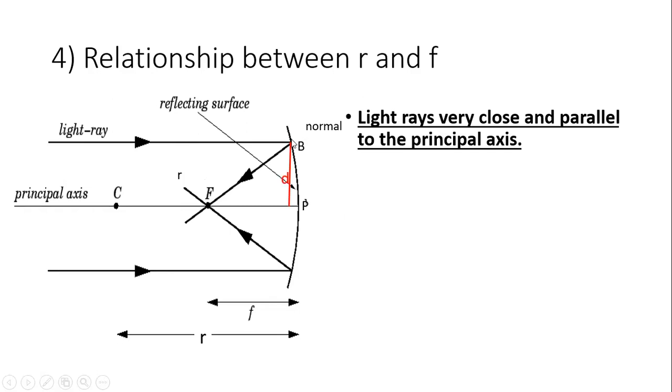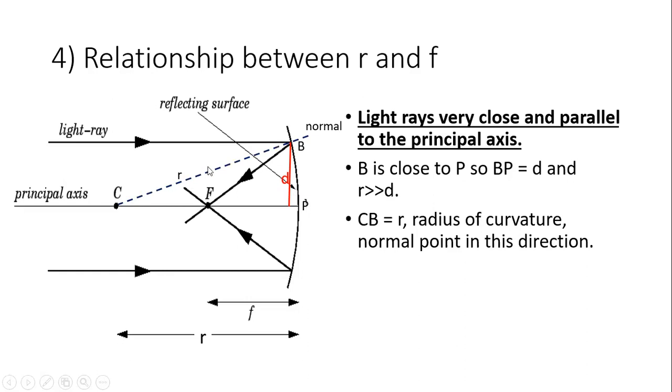So that height there, which we call D, is actually the same as BP. Remember, it is very close, so the arc will look like a perpendicular line. Okay, BP is equal to D. B is close to P, so BP equals D. And that radius of curvature is very much greater than D. That's what it means by close. We compare the radius of curvature.